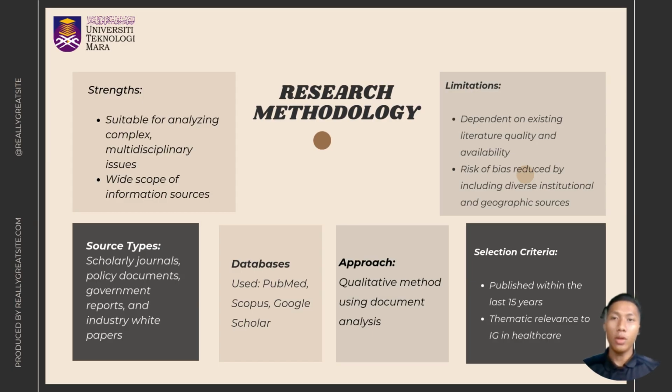So now we focus on research methodology. For this study, we use a qualitative research method, specifically document analysis, to explore the role of information governance in healthcare. We reviewed a variety of sources, including scholarly journals, policy documents, government reports and white papers related to the topic. To find these, we searched well-known academic databases like PubMed, Scopus, and Google Scholar. We only selected documents that were published within the last 15 years and that were directly relevant to healthcare information governance.